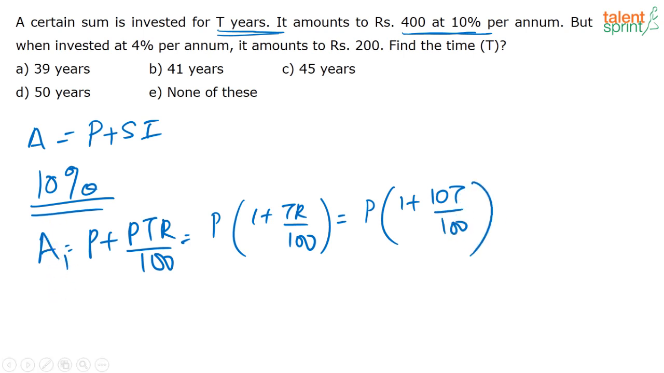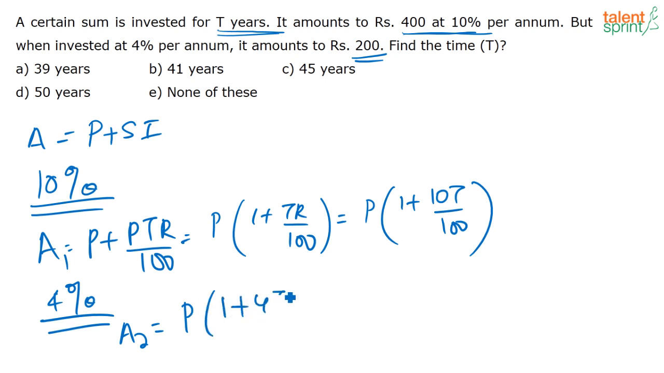Now the second case. If the interest rate is 4% per annum, it amounts to 200 rupees. The amount in the second case is nothing but P into 1 plus 4T by 100, because here R is 4 instead of 10. So you have two equations and two unknowns. Now what should we find? We should find T. The best way to do it would be to divide equation 1 by equation 2.